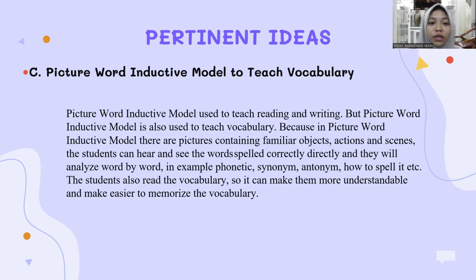The next is picture word inductive model to teach vocabulary. Picture word inductive model is used to teach reading and writing, but it is also used to teach vocabulary, because in the picture word inductive model there are pictures containing familiar objects, actions, and scenes. The students can hear and see the word spelled correctly directly, and they will analyze word by word, for example, phonetic, synonym, antonym, how to spell it, and etc. The students also read the vocabulary so it can make them understand more and make it easier to memorize the vocabulary.